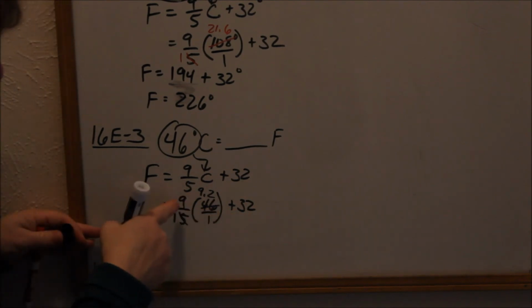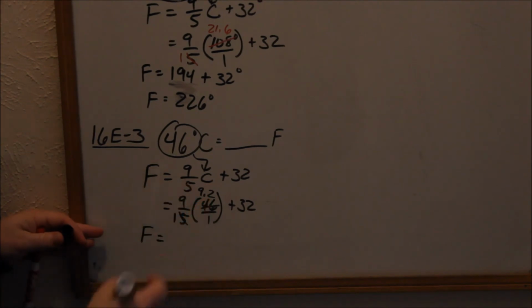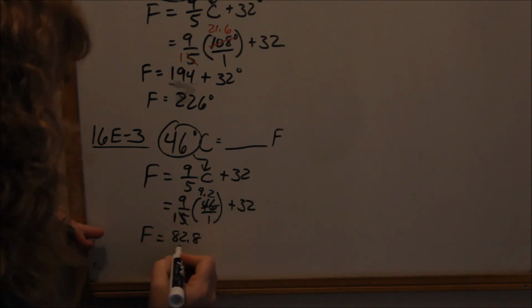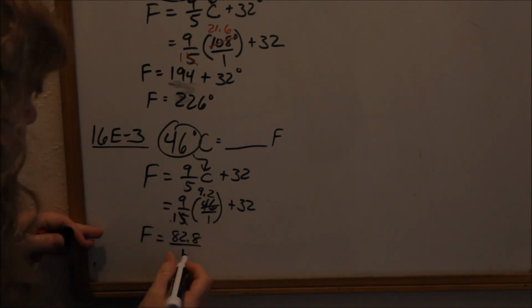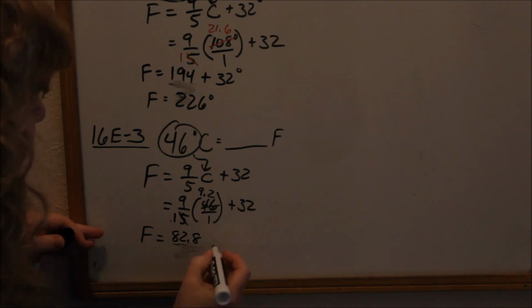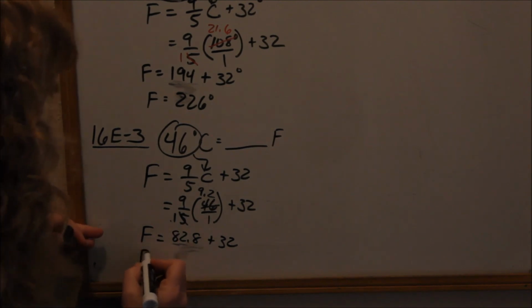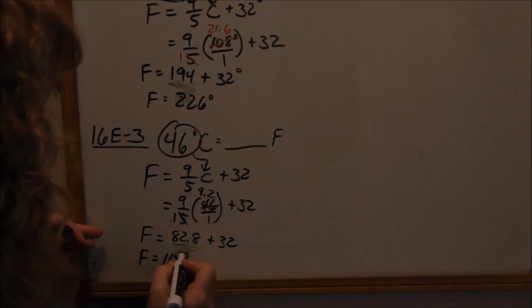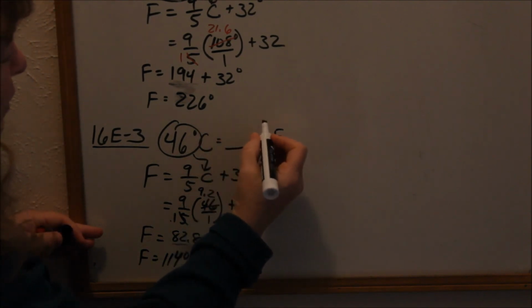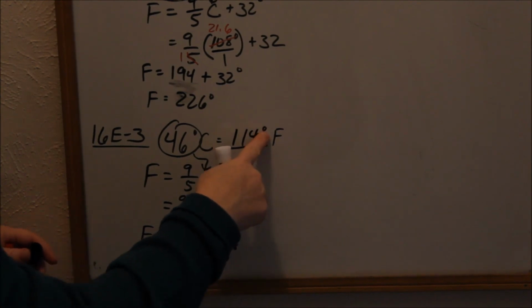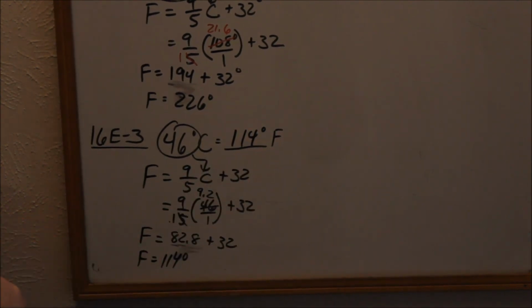So now you multiply your fractions, multiply straight across. 9 times 9.2, 82.8 over 1 times 1, which is 1. You don't have to write that. Plus your 32. And so your Fahrenheit temperature would be 114 degrees. So 46 degrees Celsius is the same as 114 degrees Fahrenheit. Don't forget your degree symbol. Your degree symbol is very, very important.